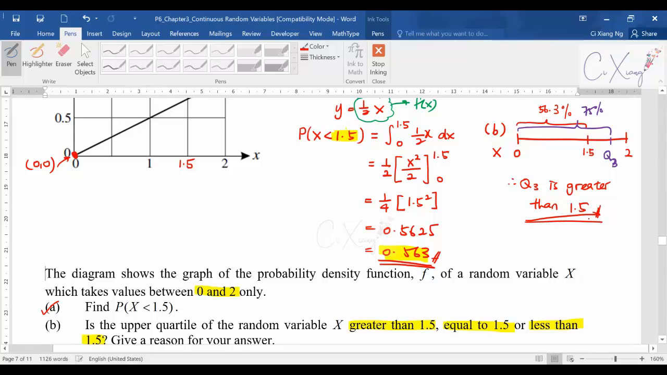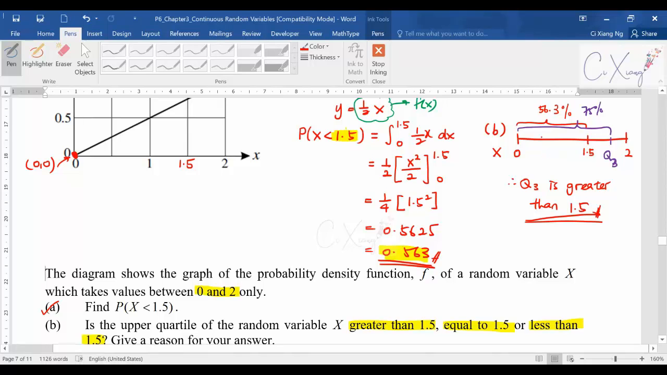Okay, so again, if you feel that it is not so secure, then you can try to do the integration to get Q3 first, and then compare, also can. But I believe that they won't give you marks for the integration. Understand what I say or not? So if you want to save time, make sure you understand this method here.